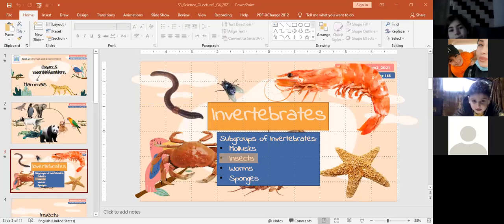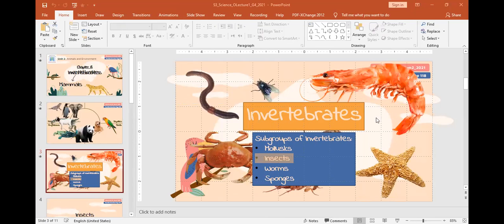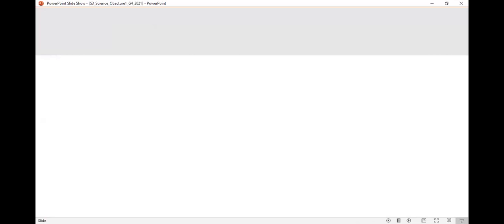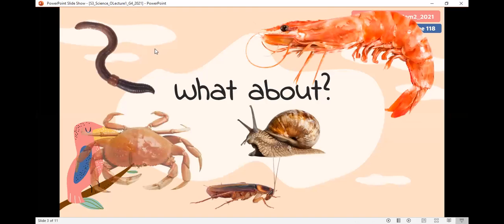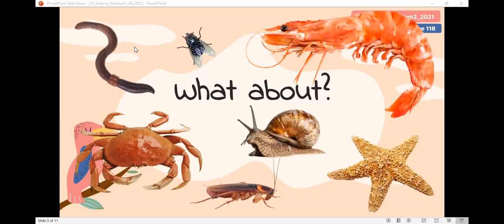So you know that scientists classified animals into two large groups, which are vertebrates and invertebrates. Vertebrates are animals with a backbone, spine, or vertebral column, while invertebrates do not have a backbone. Vertebrates are classified into five groups: fish, amphibians, reptiles, birds, and mammals. Today we will talk about invertebrates.